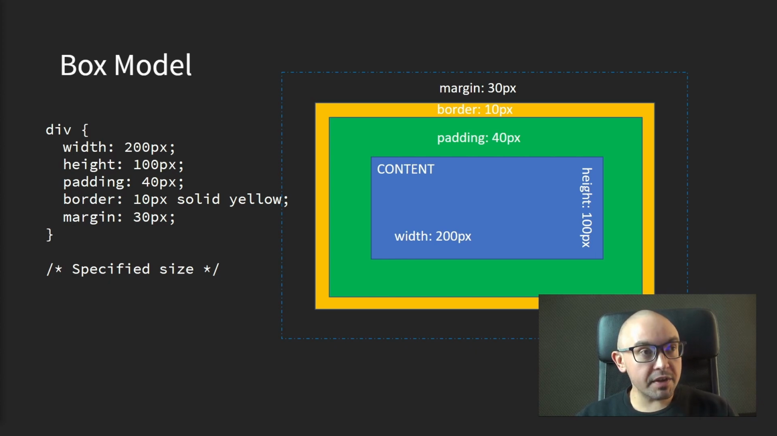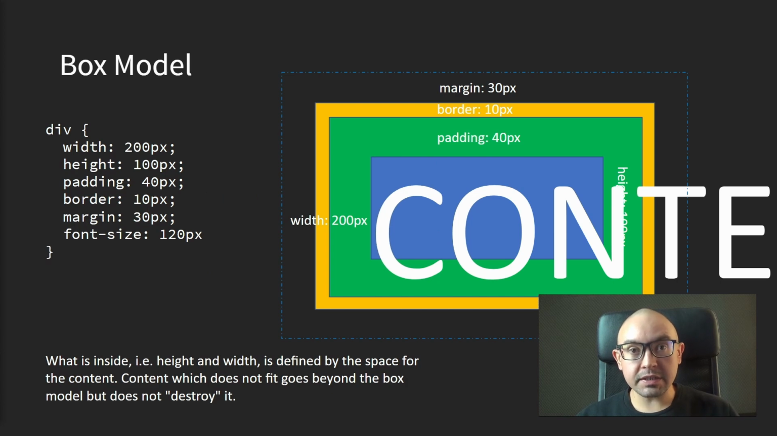Specifying the height and the width to a stiff value set in pixels will prevent this element from expanding if its content increases. Even if we add more text to it, its width will remain 200 pixels and its height will remain 100 pixels. As we can see on this slide, we increased the font size of our content text to 120 pixels. The content of our box does not fit inside it and stands out beyond it. Interestingly, it does not destroy the box in any way. Its content is simply visible beyond its border.